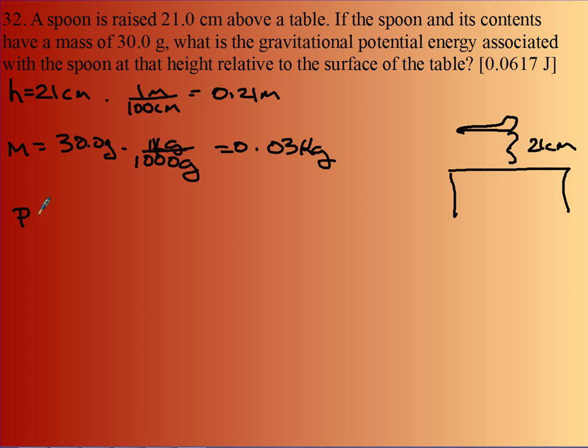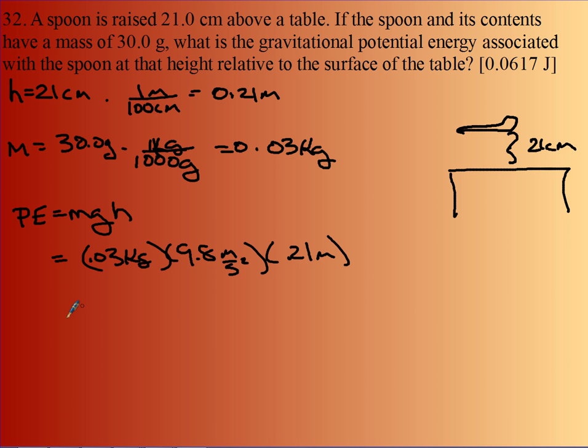So, potential energy is mgh. So the mass is 0.03 kilograms. g is 9.8 meters per second squared. And the height is 0.21 meters. So I get gravitational potential energy of 0.06027 joules.